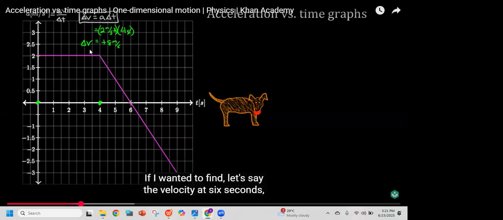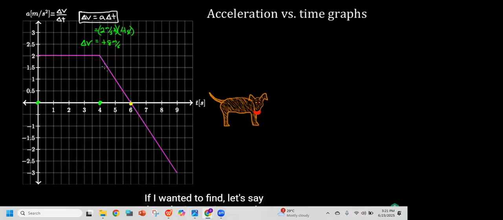If I wanted to find, say, the velocity at 6 seconds, well, the acceleration at this point is 2, but then the acceleration at this point is 1, and the acceleration at this point is 0. That acceleration would keep changing. How would I ever figure this out? Like, what acceleration would I plug in during this portion? But we're in luck. This formula allows us to say something really important.